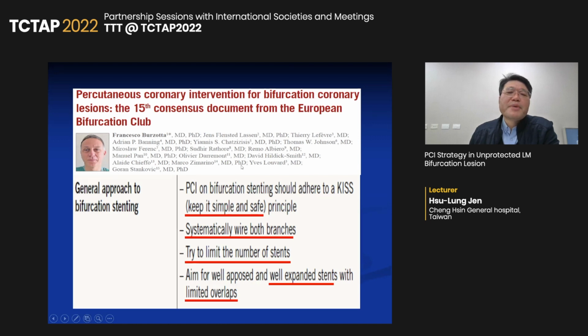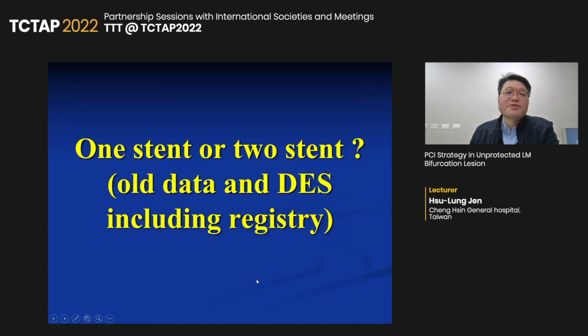This paper published the fifth consensus document from the EBC. They suggest that PCI for bifurcation stenting should adhere to KISS, keep it simple and safe, with systematic two-wire technique, try to limit the number of stents and make sure where to expand the stent, and limit the overlapping. You can use IVUS imaging.